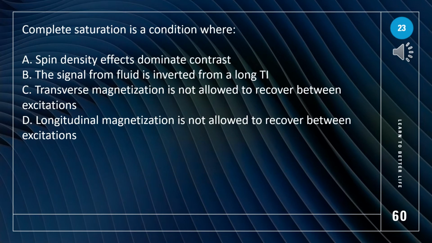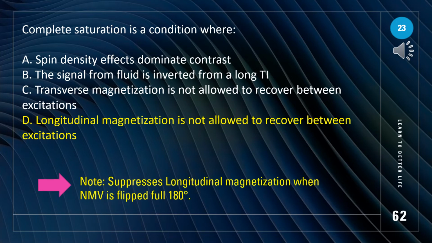Complete saturation is a condition where A. Spin density effects dominate contrast, B. The signal from fluid is inverted from a long T1, C. Transverse magnetization is not allowed to recover between excitations, D. Longitudinal magnetization is not allowed to recover between excitations. The answer is D. Longitudinal magnetization is not allowed to recover between excitations. Note: inversion suppresses longitudinal magnetization when NMV is flipped a full 180 degrees.